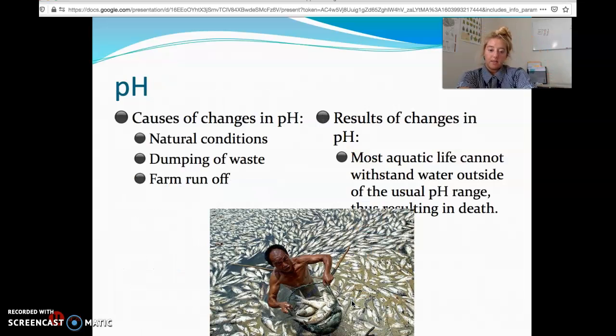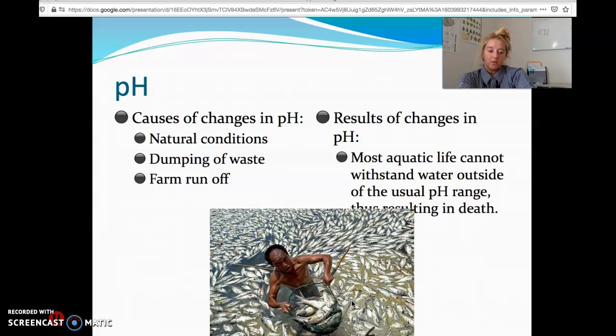But anyway, so that's pH. Now, here's some causes or changes, reasons why a pH would change. So natural conditions, I told you they naturally change just a little bit. If you're dumping waste into a river or a water system, that could also change the pH. And farm runoff can also cause a change in pH of your water system.